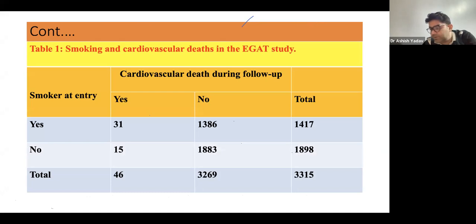So for OR value, it will be 31 into 1883. So we are getting 58,373. That is the numerator. And for the denominator, we are having 15 into 1386, which is 20,790. So the numerator we were getting is 58,373, and the denominator is 20,790.